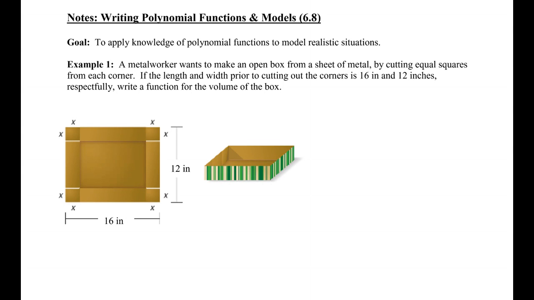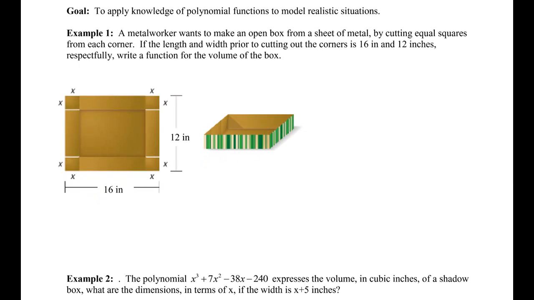Today's notes are on writing polynomial functions and models. For example 1, it says a metal worker wants to make an open box from a sheet of metal by cutting equal squares from each corner. If the length and the width prior to cutting out the corners is 16 inches and 12 inches, write a function for the volume of the box.